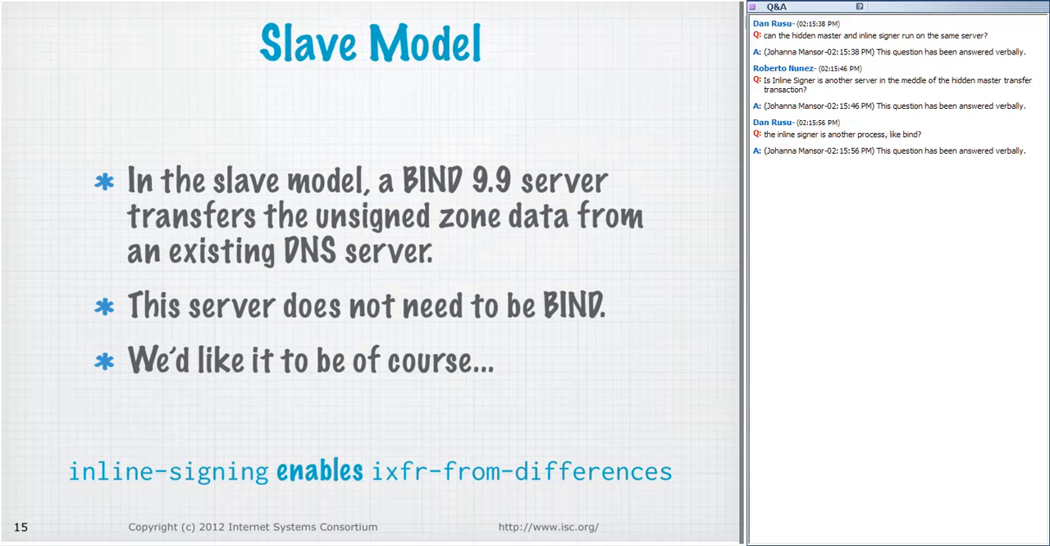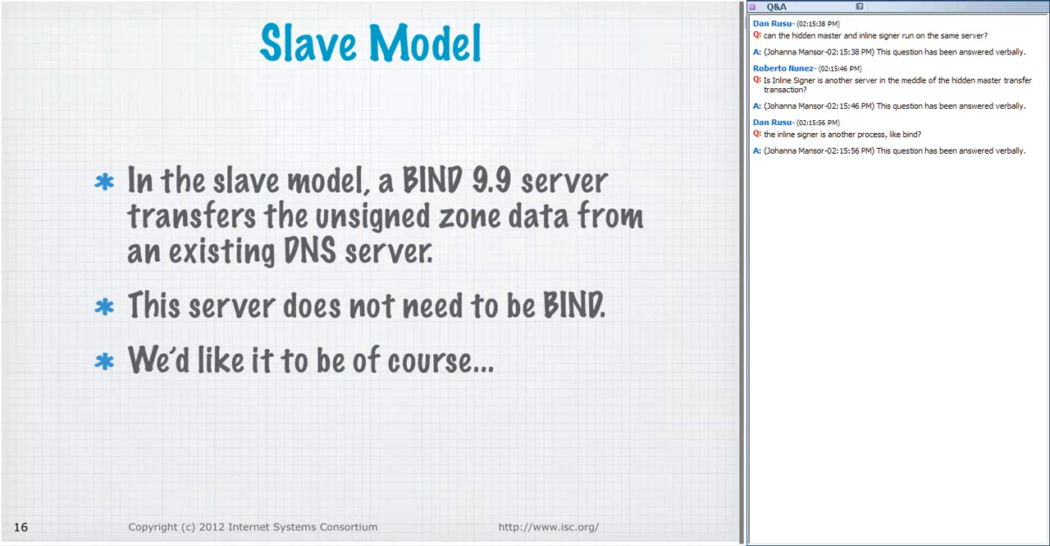So for the slave model, this is a case where named is transferring a zone from another DNS server, or something that looks like a DNS server. Some people have implemented databases that look like DNS servers enough that a master server can transfer from it. This would work just fine there. Now, as I mentioned before, this server doesn't have to be BIND. It can be Microsoft DNS, it can be Cisco, it can be any number of other products. It's standard DNS zone transfer semantics here.